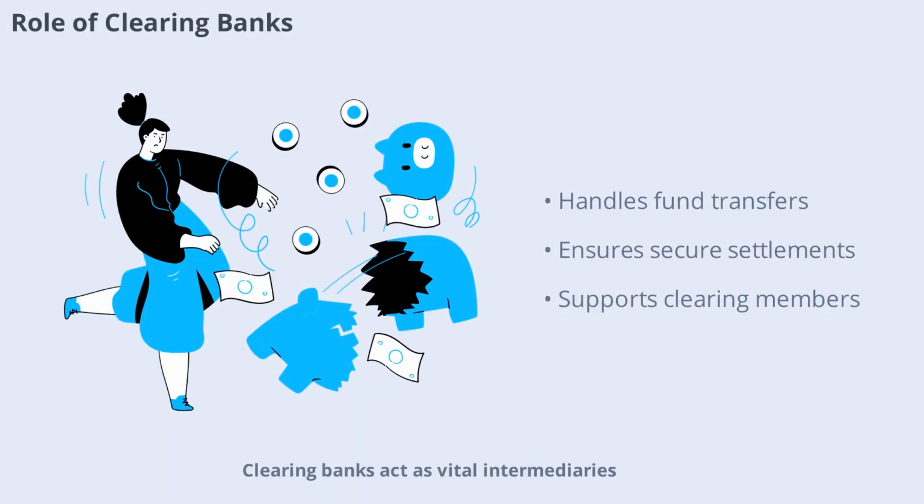Clearing banks act as vital intermediaries between clearing members and the clearing corporation. Every clearing member must maintain an account with a designated clearing bank, used exclusively for clearing and settlement operations. On pay-in days, clearing banks debit the clearing member's account to meet fund obligations, and on payout days, they credit the account with the settlement amount. This streamlined process ensures that all fund transfers are handled securely and efficiently, supporting the overall settlement mechanism.